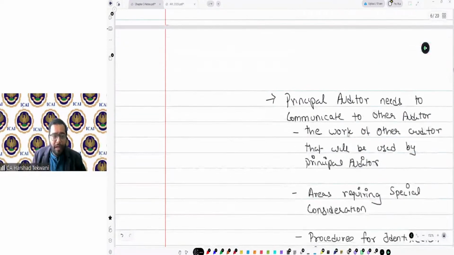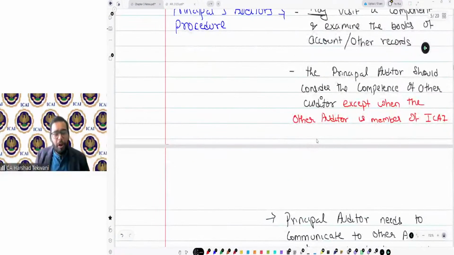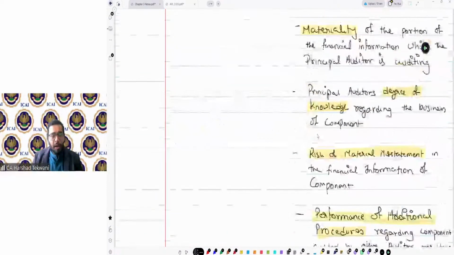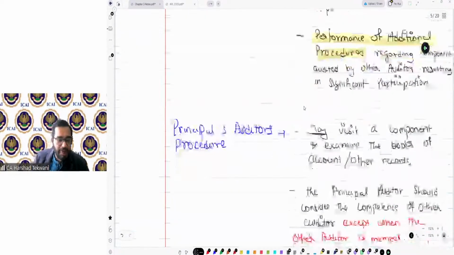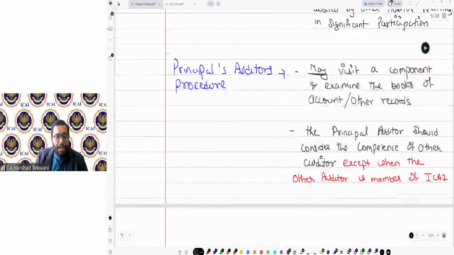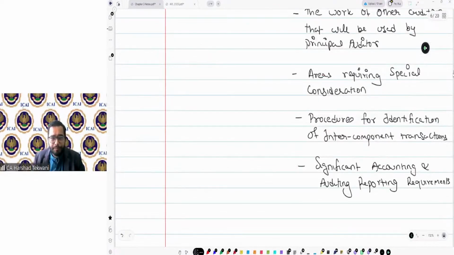Now, I'll be continuing with the other procedures also. If I say the principal auditor has to perform these additional procedures in order to show that his participation is sufficient, it means he needs to communicate and look into all these things.